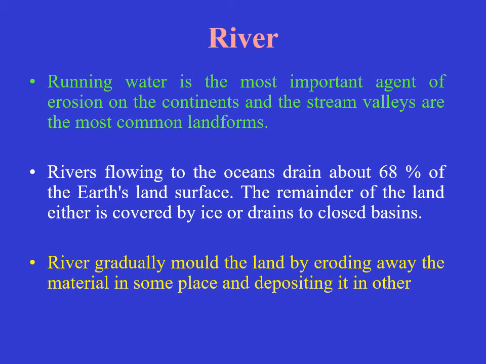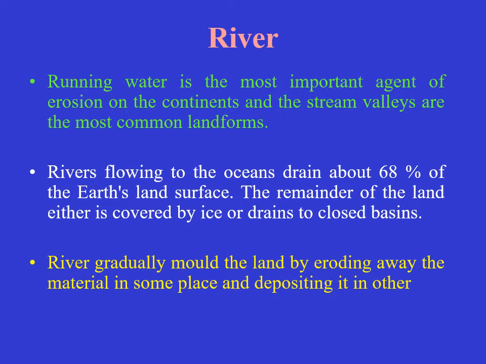Running water is one of the most important agents to do erosional work as well as depositional work along the path over which it flows. Now the course over which the river flows is often called a river bed. That means the passage, the channel over which the rocks are exposed and over those rocks the river flows, is called river bed.